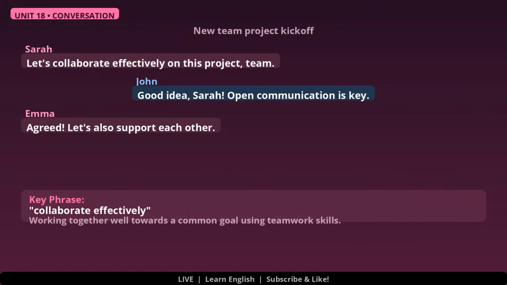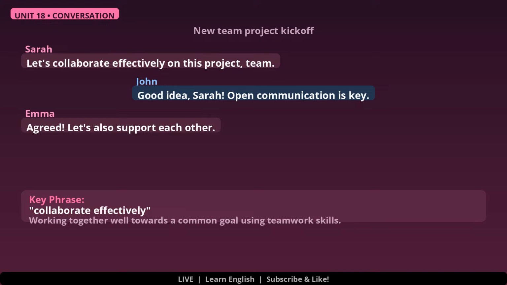Time for conversation practice. Situation. New team project kickoff. Sarah says, "Let's collaborate effectively on this project, team." John says, "Good idea, Sarah. Open communication is key." Emma says, "Agreed. Let's also support each other."